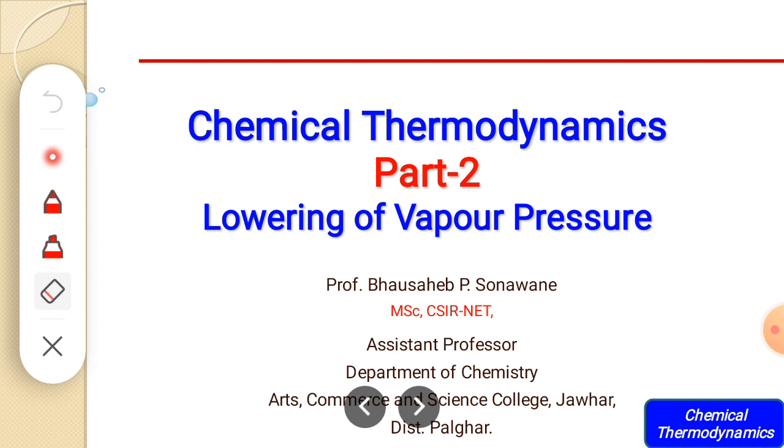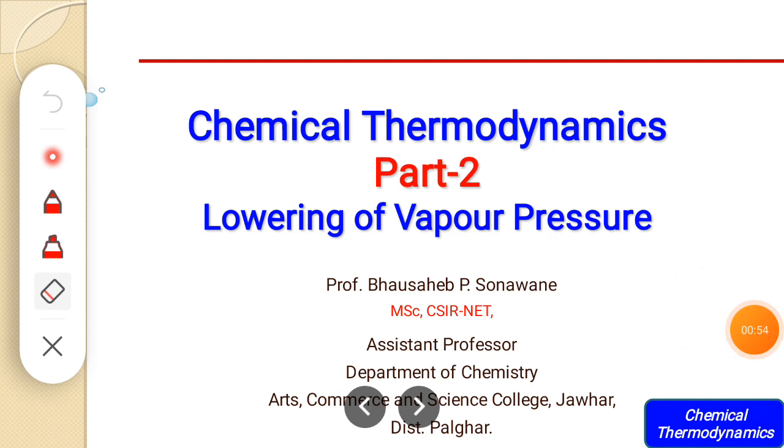Dear friends, in the previous part of the video, we also discussed the definition of colligative property, and we came to know that the colligative property depends upon the relative number of solute and solvent particles present in the solution, meaning it depends upon the concentration of the solution.